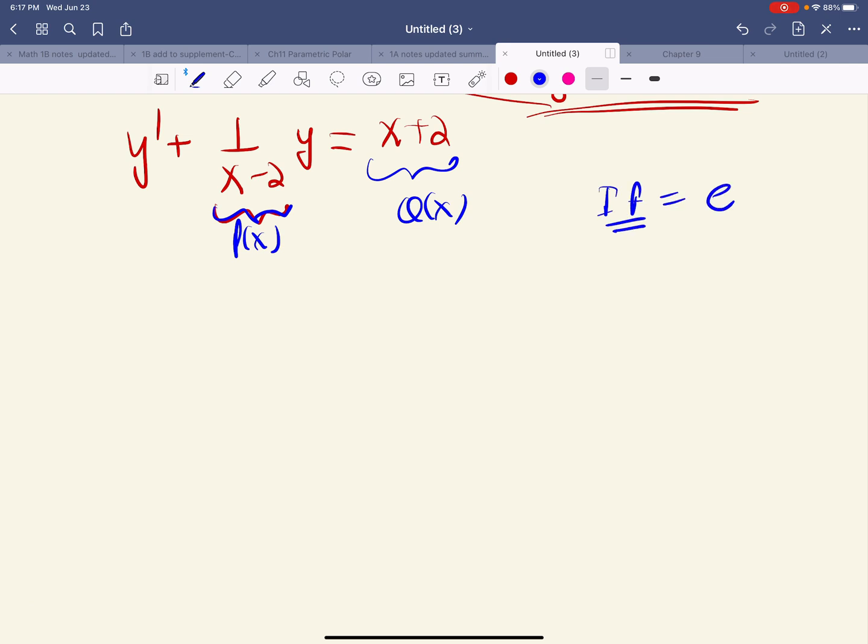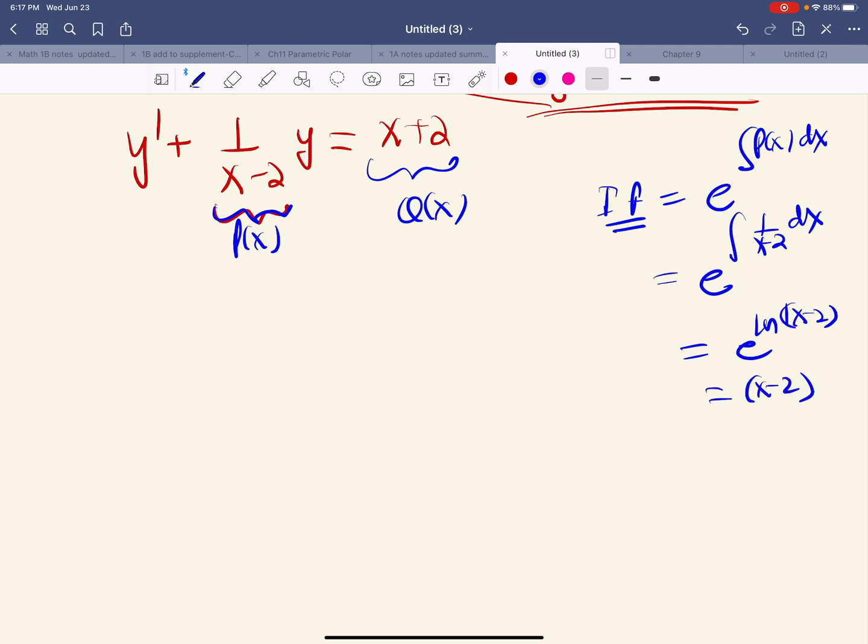The integrating factor would be e raised to the power integral of p of x dx, which is e raised to the power integral of 1 over x minus 2 dx, which will be e to the natural log of x minus 2, and that's going to be just x minus 2. So we will multiply everything on both sides by x minus 2: y prime plus 1 over x minus 2 times x minus 2 times y equals x plus 2 times x minus 2.